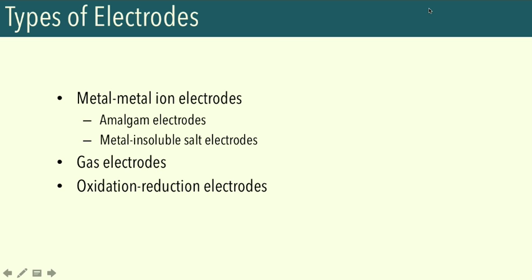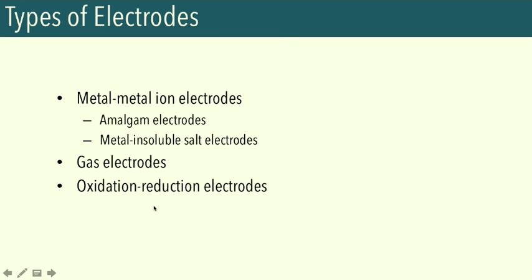We'll be investigating these different types of electrodes more closely, and later on we'll be looking at how we could connect these different electrodes to form different types of electrochemical cells. First we'll be discussing the basic metal-metal ion electrodes, and from this basic setup we could derive different types of electrodes, including amalgam electrodes and metal insoluble salt electrodes. We also have gas electrodes. An example of a gas electrode is our standard hydrogen electrode, and we could also have oxidation reduction electrodes.